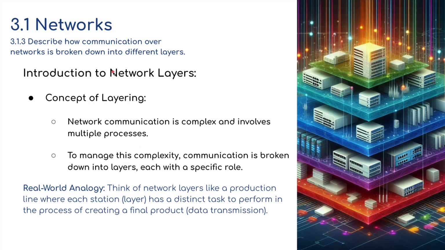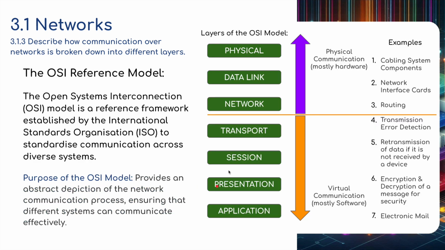The concept of layering, as you can see here, we've got some layers going on here. Network communication is complex and involves multiple processes. To manage this complexity, communication is broken down into layers, each with a specific role. So if we use a real-world analogy, think of a network layer like a production line, where each station, each layer, has a distinct task to perform in the process of creating a final product, i.e. data transmission. So we've got the OSI model here, and here are the layers 1 to 7.